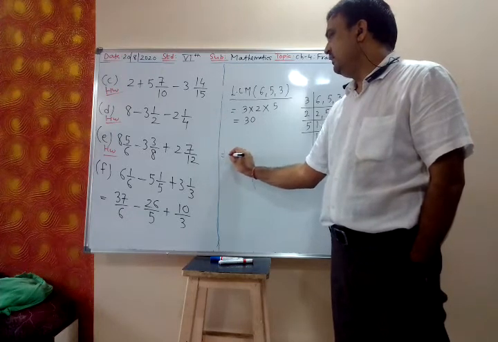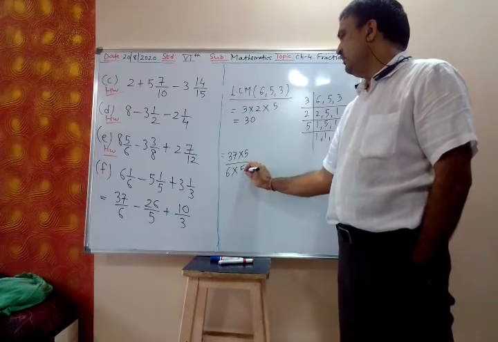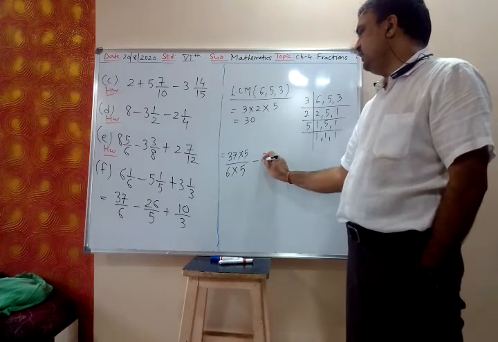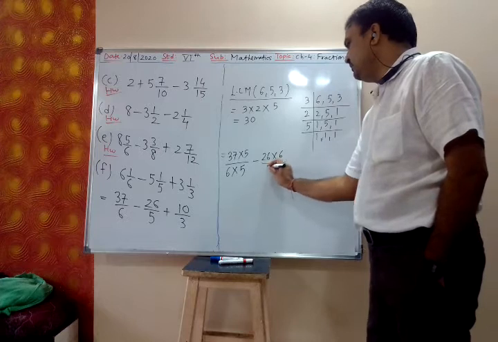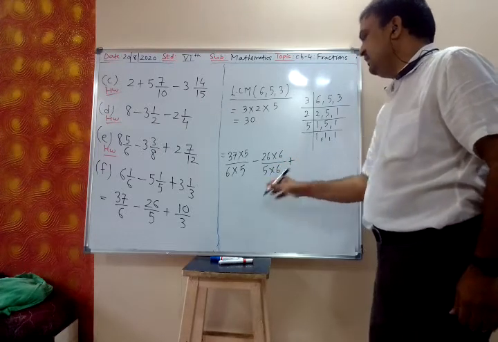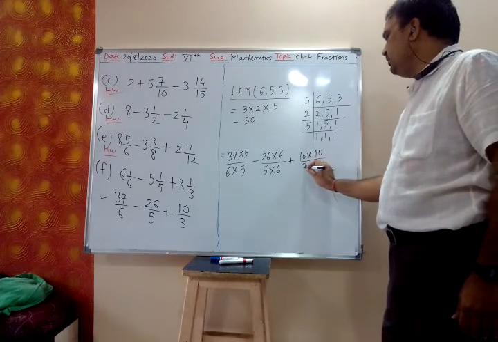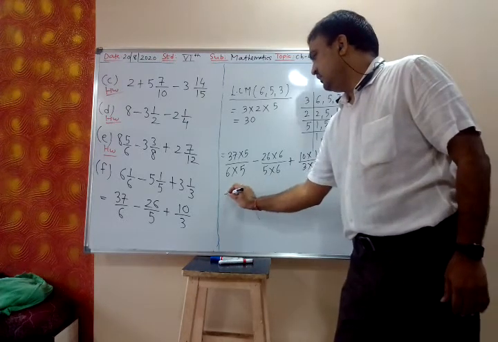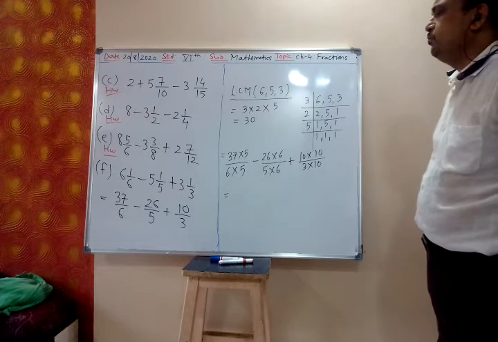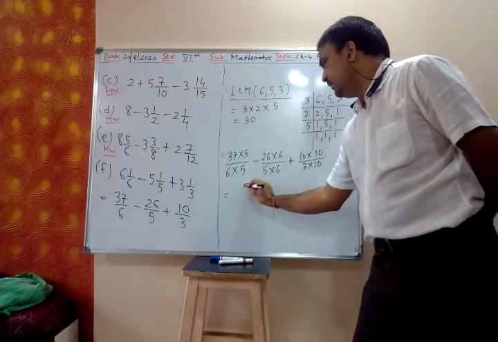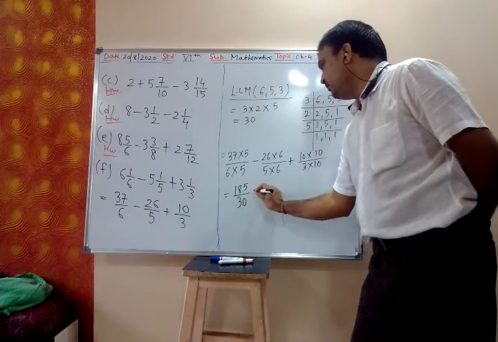So 37 into 5 upon 6 into 5. Minus 26 into 6 upon 5 into 6, since this 5 I will multiply by 6. Plus this 3 I will multiply by 10, so 10 into 10 upon 3 into 10. Do it. 37 we multiplied by 5. 7 fives are 35, then 5 threes are 15 plus 3, 18. So 185 upon 30. Minus.